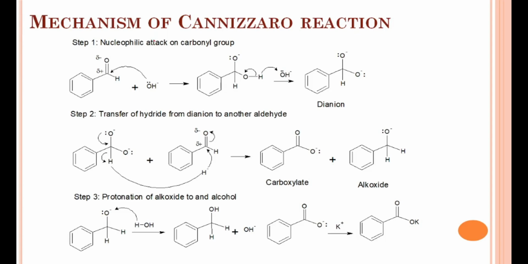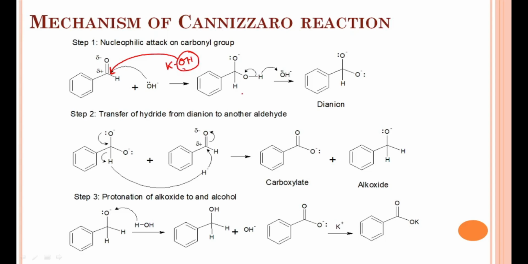So this mechanism is actually a three-step process. In the first step, nucleophilic attack on the carbonyl compound. This Cannizzaro reaction is carried out using a strong alkali, like KOH. So this OH has the capability to attack this positive carbon atom. As this is a polar bond, it will get a delta positive charge and delta negative charge. This OH will attack this partially positively charged carbon.